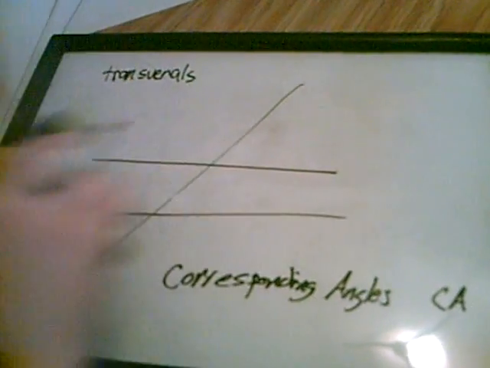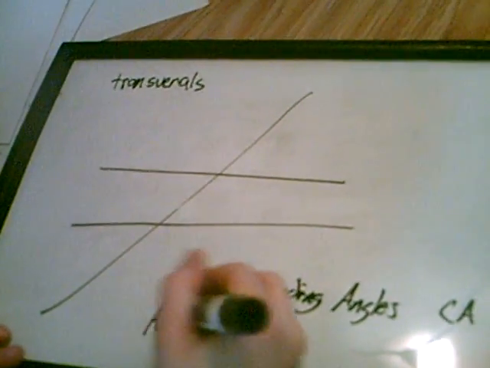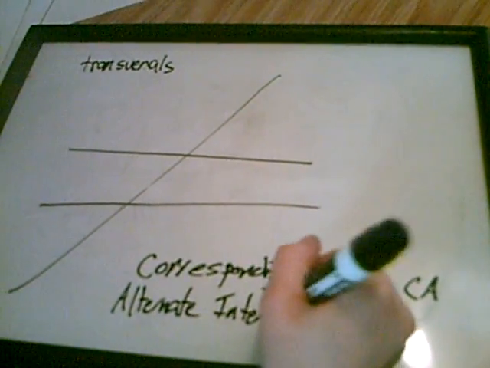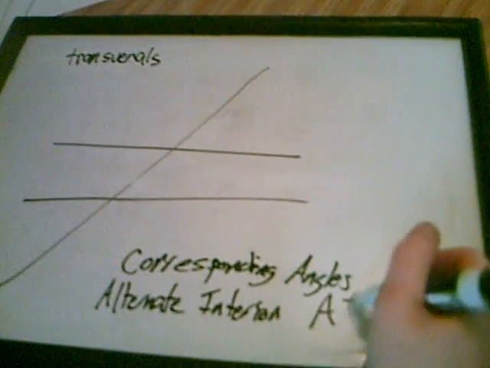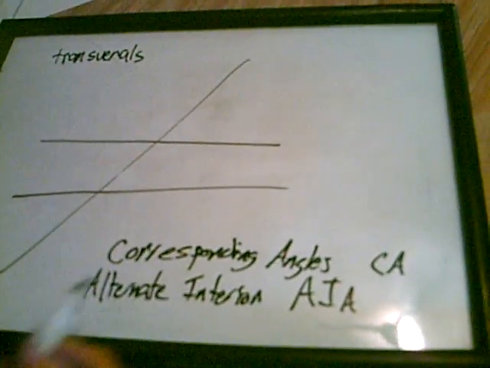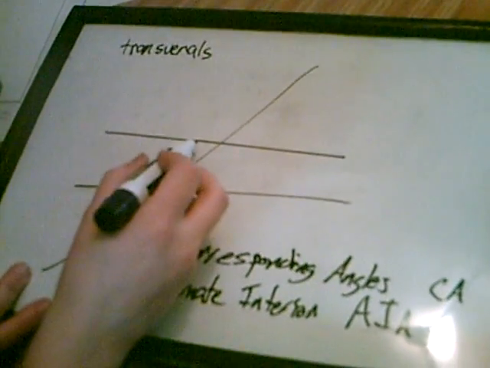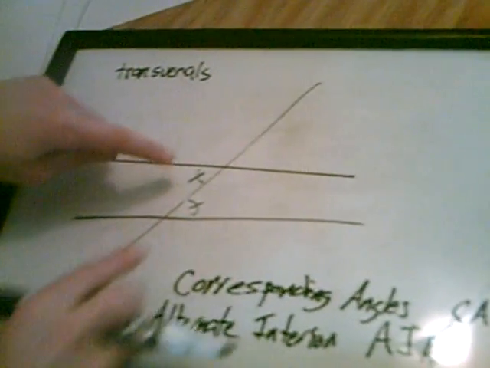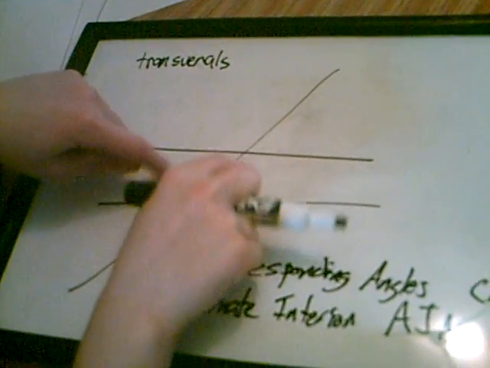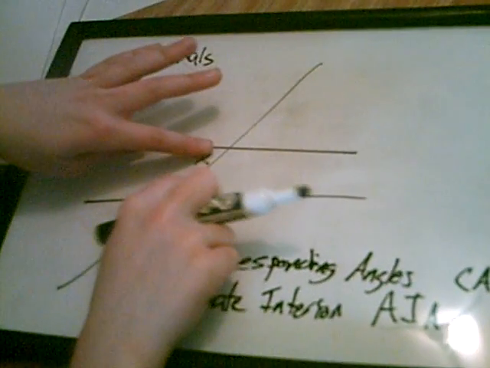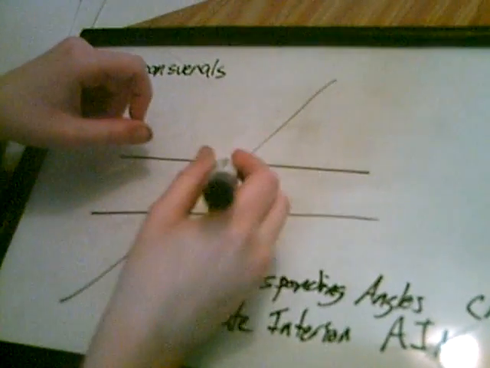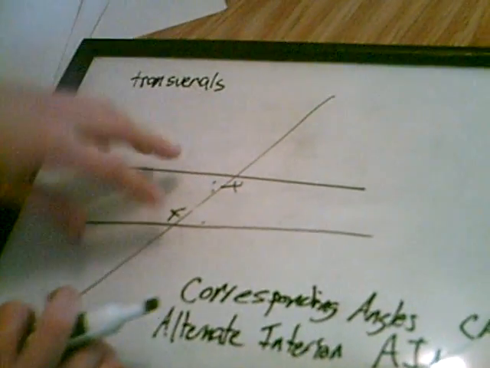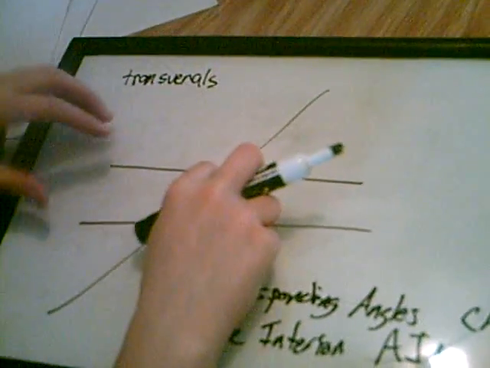Also, you have alternate interior angles, often abbreviated by AIA, alternate interior angle. Those would be these two. So they're on alternate sides of the transversal, but are on the inside of the set of lines. Okay? In the same way you would have it there, and there. They're on alternate sides of the transversal, but they're both in the interior of the two separate lines.